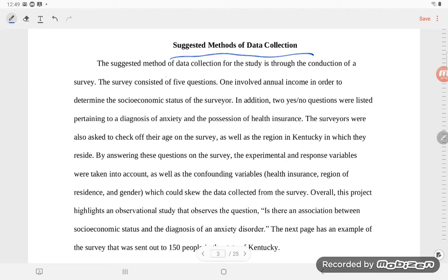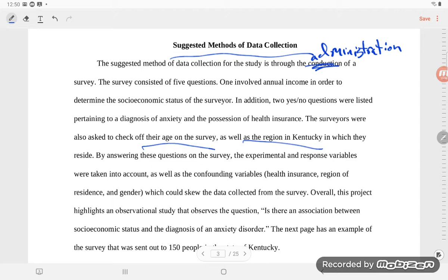And so they say studies through the conduction of a survey. Now, I don't really like that conduction thing. Through the administration, right? But not a big deal. Okay, I mean those are edits and so forth, but they're not the meat of what's going on here. And so they're going to use surveys. You know, they gave their age, their region.